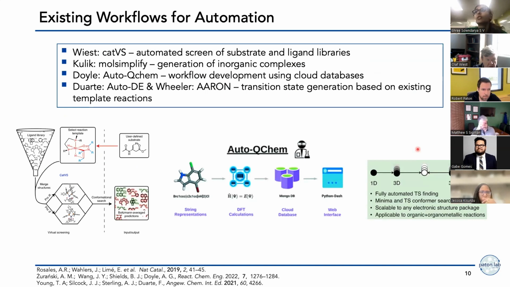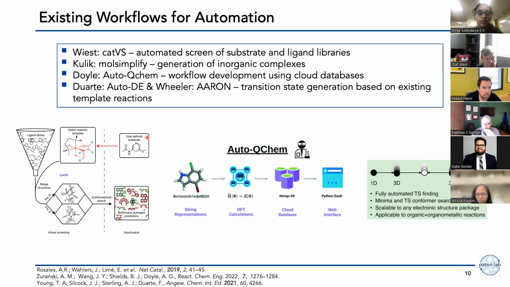Some existing workflows for this automation have been developed by various computational groups. For example, the Paton lab had CAT-VS, where they utilized an automated screening procedure of substrate and ligand libraries to come up with different kinds of transition metal-based structures. A similar package, I would say, is also from the Kulik lab, which is molSimplify, which is also utilized in generation of different kinds of inorganic complexes.